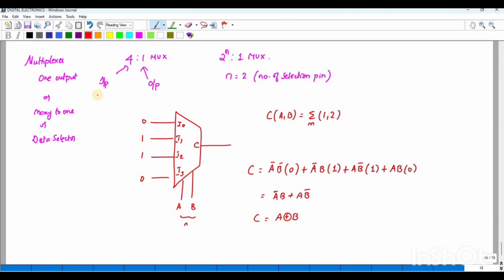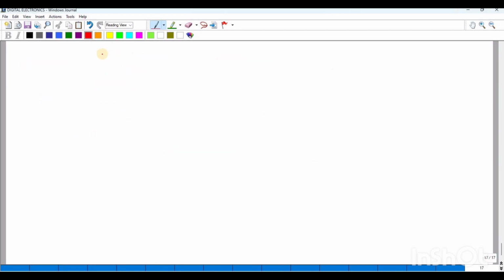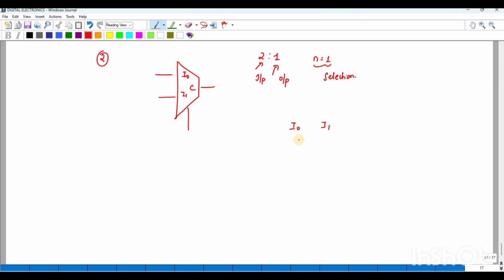So next problem is, this is your first problem, and the second problem I need to implement in a 2:1 MUX. So you know that 2:1 MUX means 2 is your input and 1 is your output, and n is equal to 1. It is a selection pin, right? So this is your selection pin. This is I0 and this is I1 and this is your C. Okay. So you have to write I0, I1. What is the value of I0 and I1? You have to write like this: 0, 1, 2, 3.